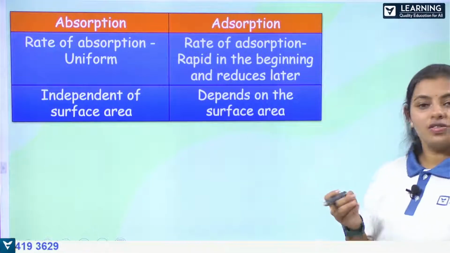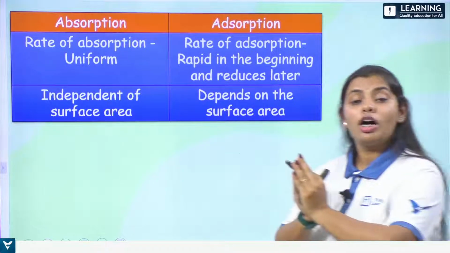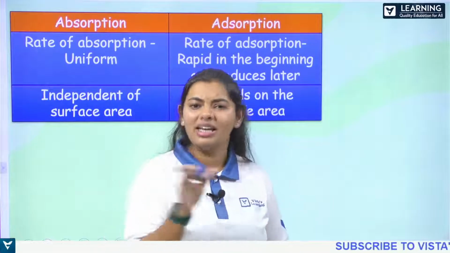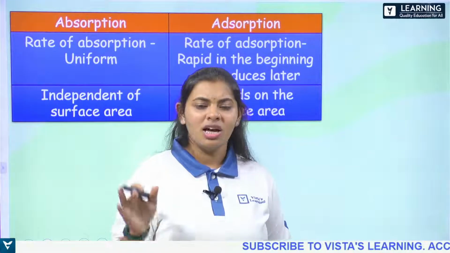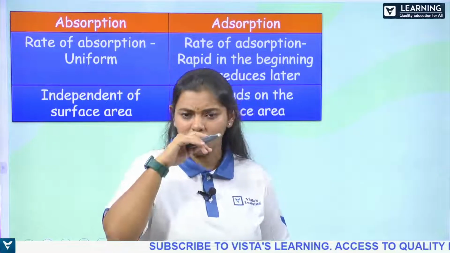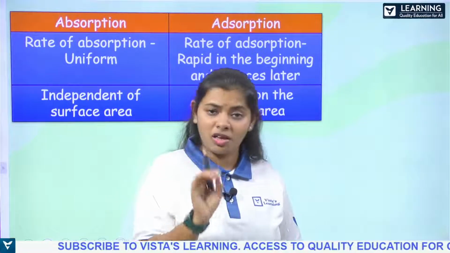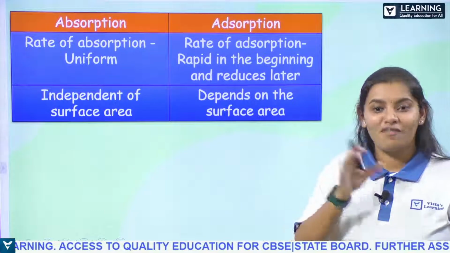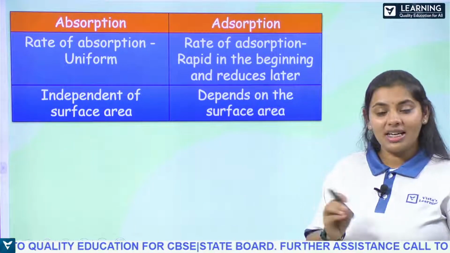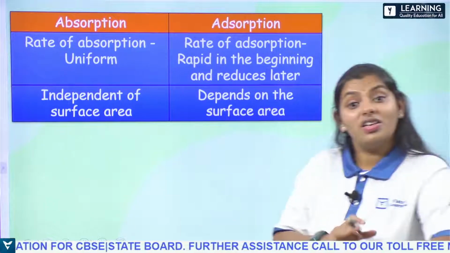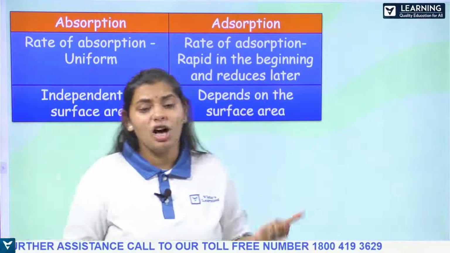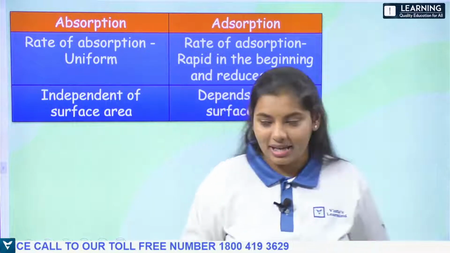Absorption is independent of surface area. So absorption is not dependent on surface area at all. It doesn't require any kind of surface area or anything of that sort. It can take place without being dependent on the surface area. Whereas adsorption, as the name tells, is a surface phenomenon. So obviously it is dependent on the surface area. If the surface area is more, the adsorption is more. If the surface area is less, the adsorption process is less.